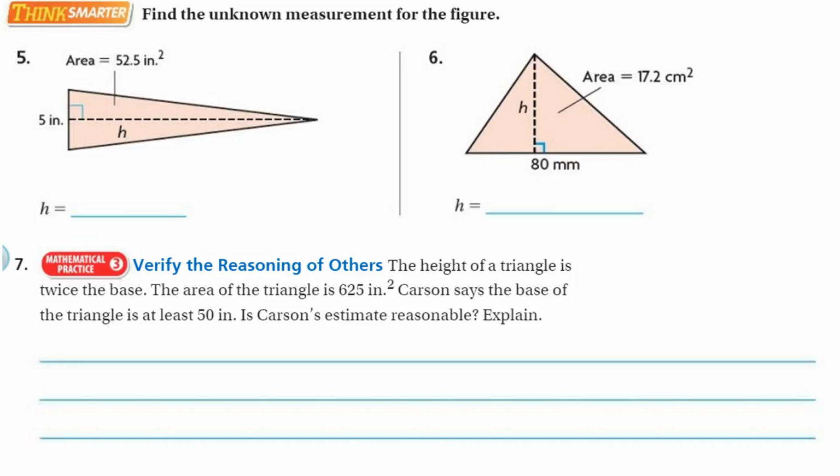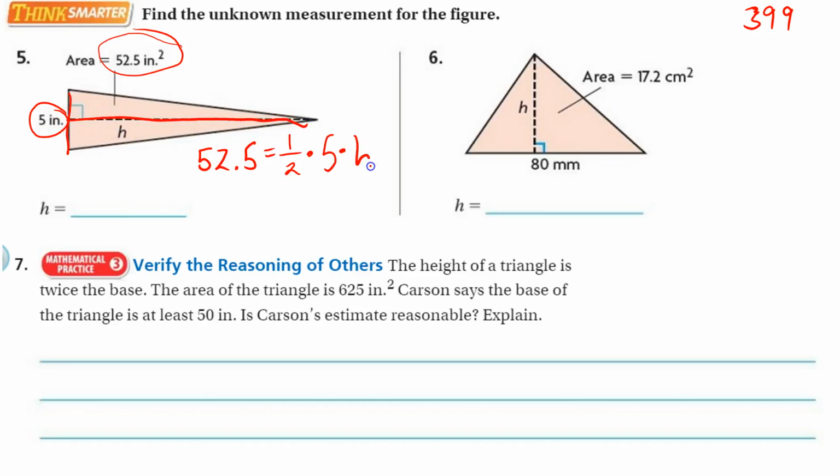All right, still on page 399. Now we're at the bottom of page 399. Let's go over a couple more examples. Okay, this time again they gave us the area. So area is 52.5 equals, we know the base is 5, so 1/2 times base, which is 5, times height we don't know, so h.